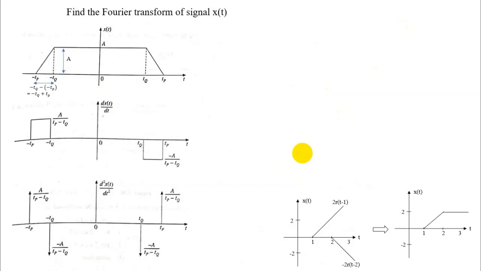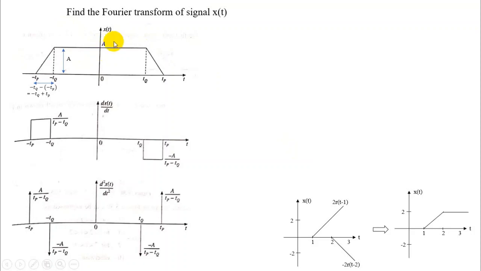Welcome to the lecture video of Fourier transform. In this video I will discuss another example by which we can determine the Fourier transform of a given signal x(t) using two-times differentiation, as we have discussed in previous videos. In this video, this is the signal that we need to transform into Fourier transform.